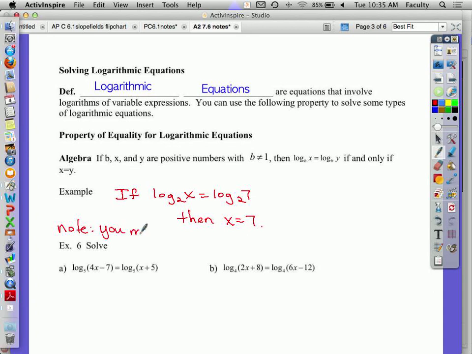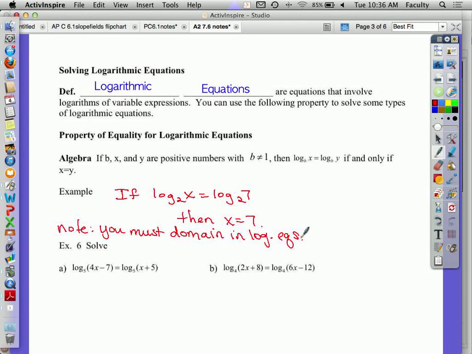Now, we have a note here. You must check domain in logarithmic equations, because if you remember from our definition of a log, you can't have negative numbers inside a log, and you cannot have 0 inside a log. So let's start with some examples.